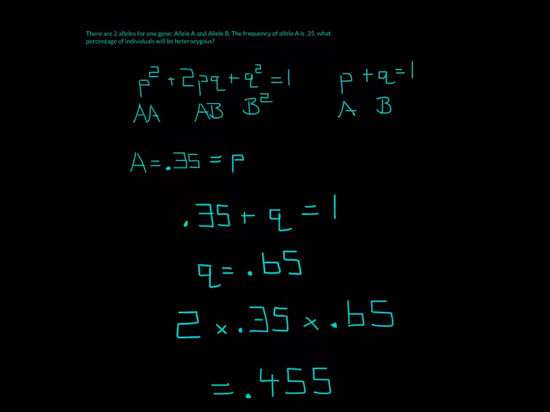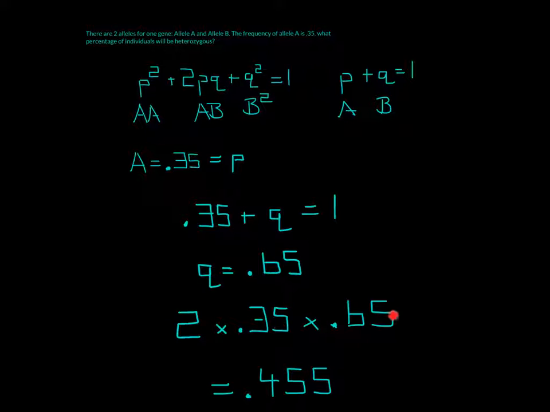Now we can use the Hardy-Weinberg equation, and we can do the heterozygous part, because that's what the question is asking us: what percent of individuals will be heterozygous? So it'll be using this part only. This is the heterozygous, this is the homozygous dominant, this is homozygous recessive.